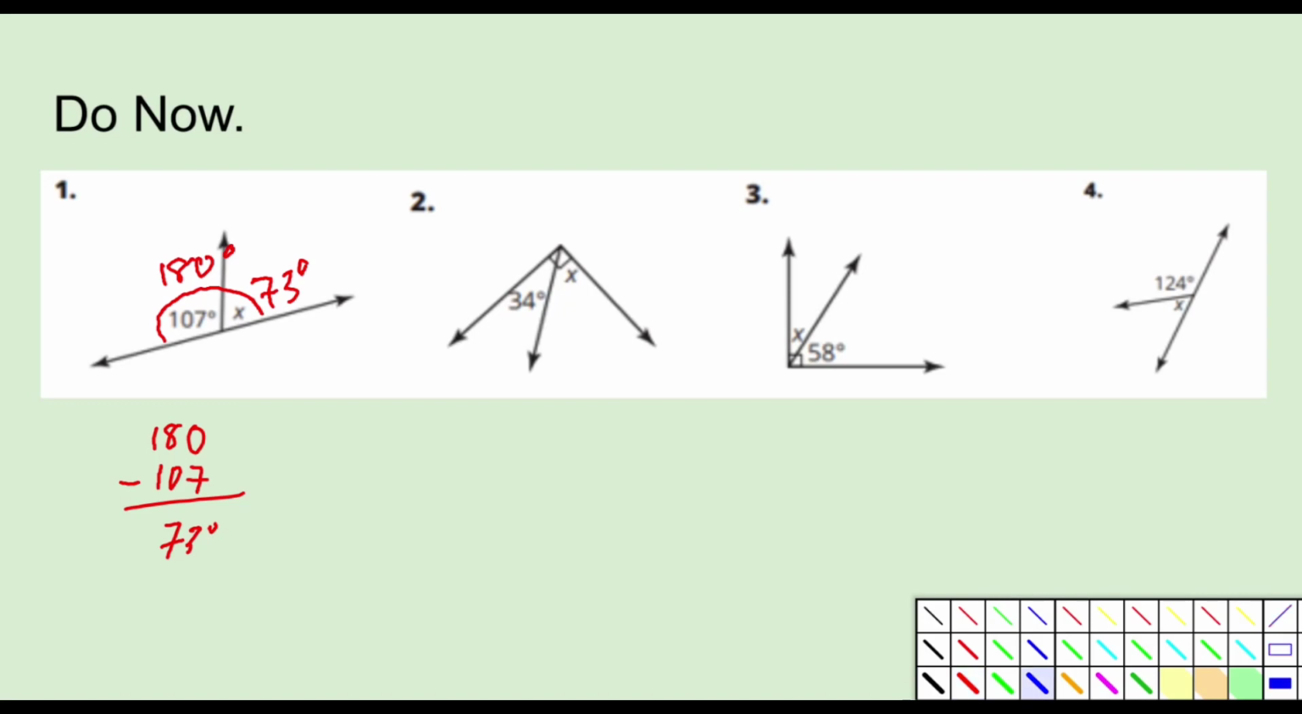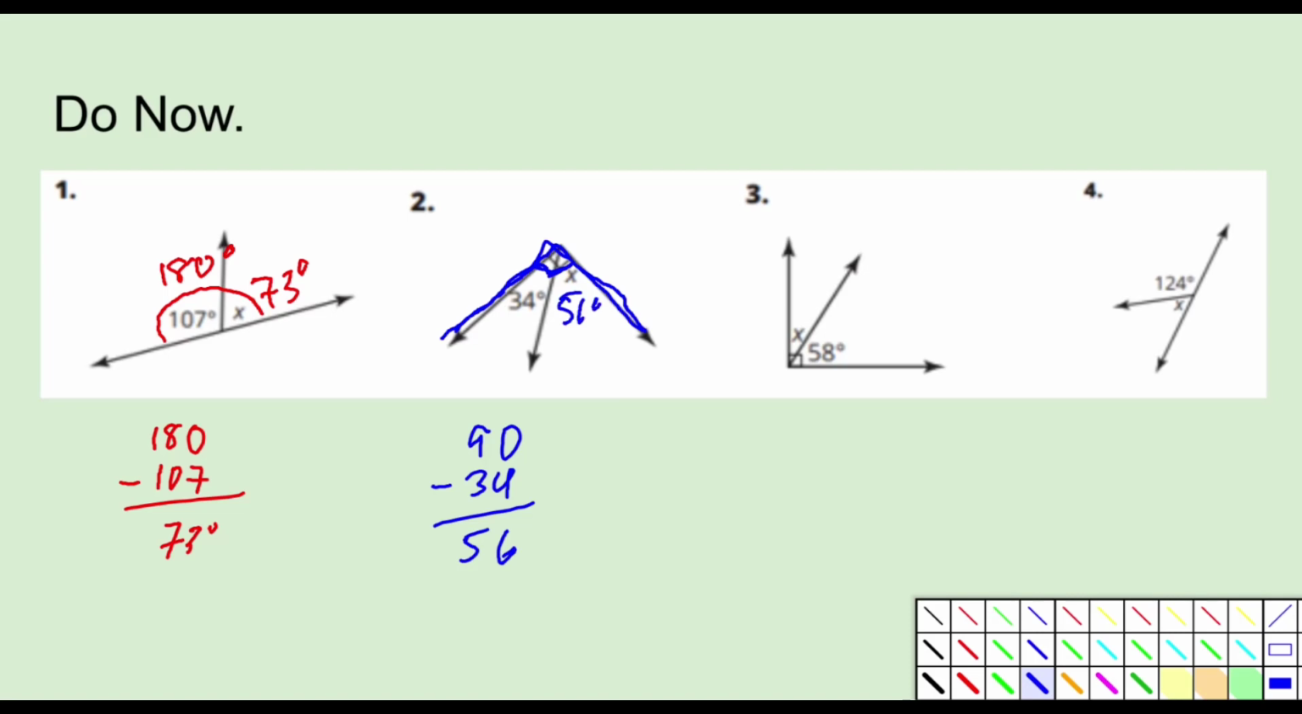In this next problem, I noticed that this right here is a 90-degree angle, so it creates two complementary angles. So you see the little square in there, which means that this whole angle is 90 degrees, which means if we take 90 degrees and we subtract the 34, that'll give me what's left over. So this will be 56, I believe. So this angle is 56 degrees.